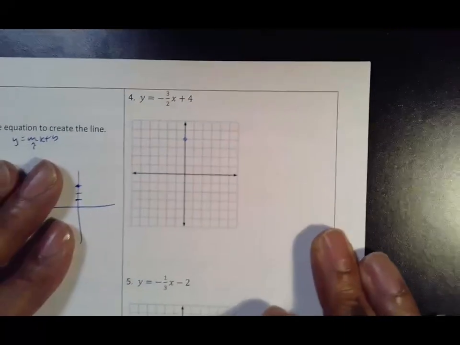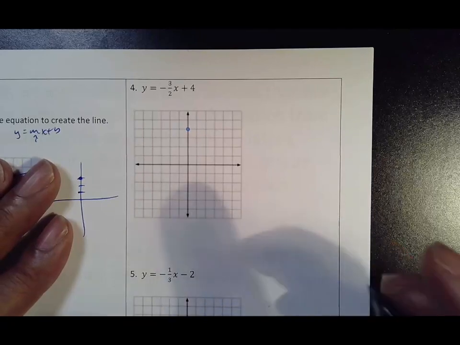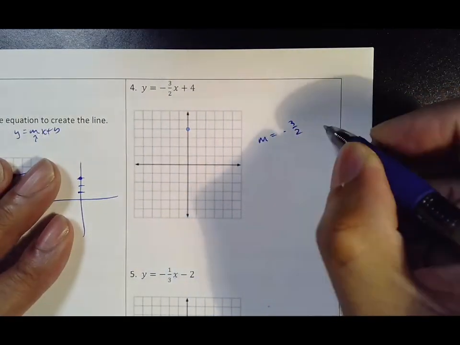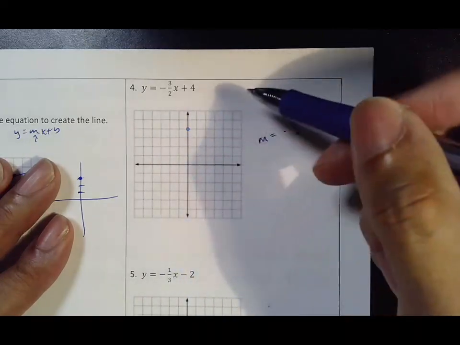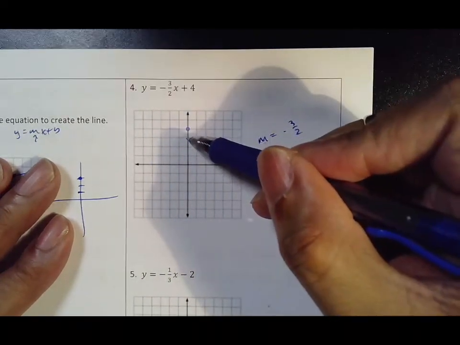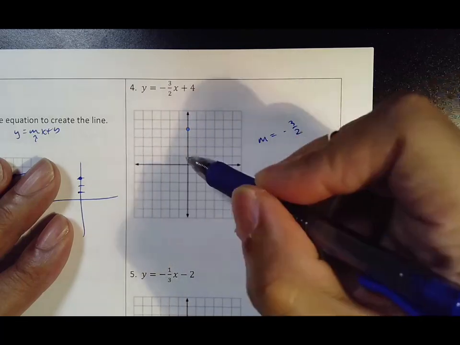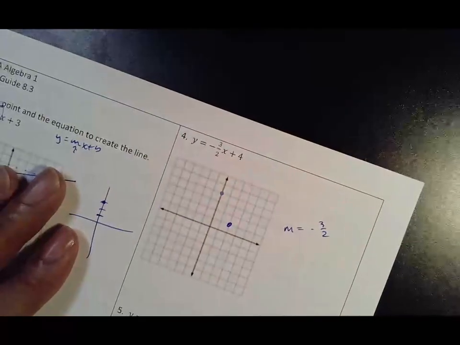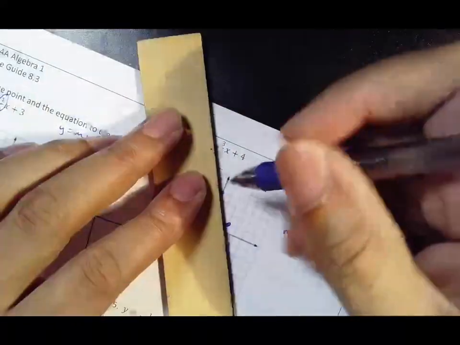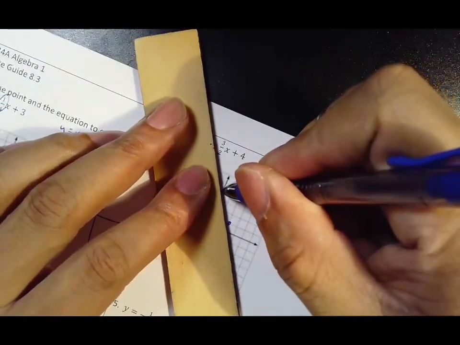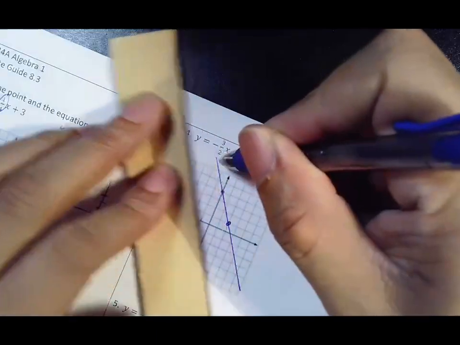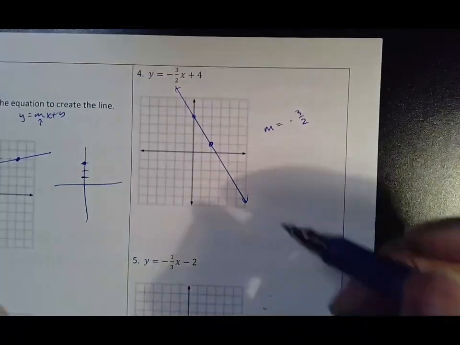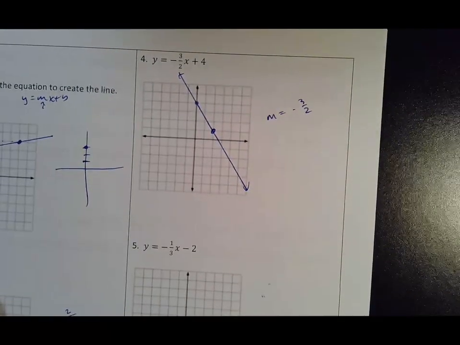Number 4, -3/2 x plus 4. If we're looking for the slope, it would be -3 over 2. The negative means you're going to go down 3. But remember, whenever we did slope, we always run right, so you will always go to the right from wherever you were. So -3/2 x means down 3 over 2.